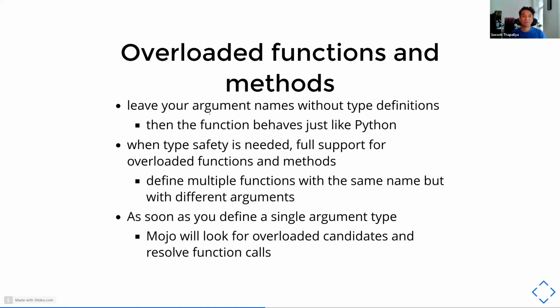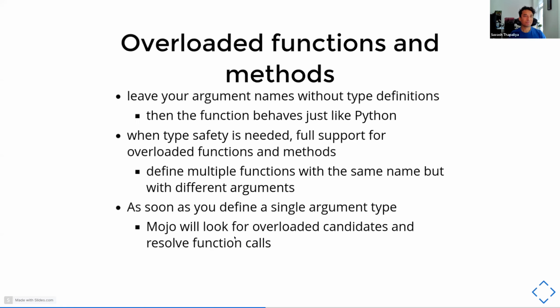You can leave your function name, you can leave arguments without type definitions. When you do that, it's just going to work like Python. But once you put in the types, then you get the full power of Mojo, which is like you can define multiple functions with the same name but different arguments, meaning different type definitions for arguments. As soon as you do that, Mojo will start looking for overloaded things and it will resolve the call in the Mojo way.